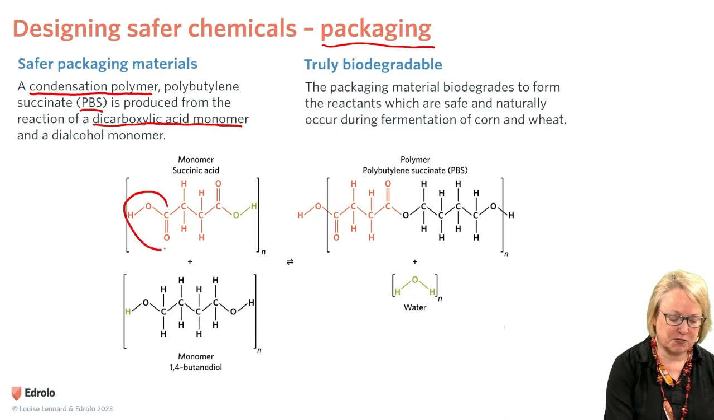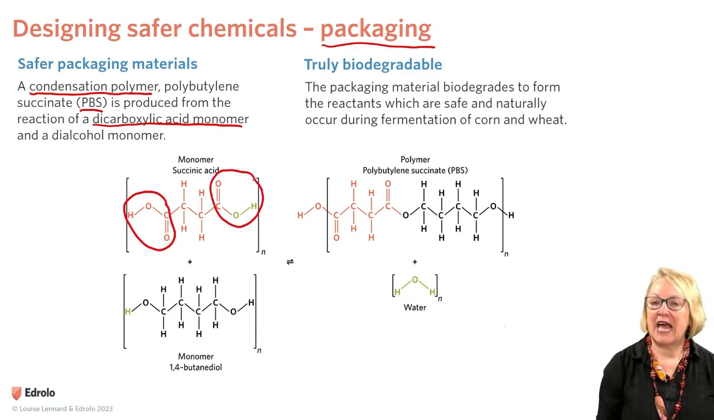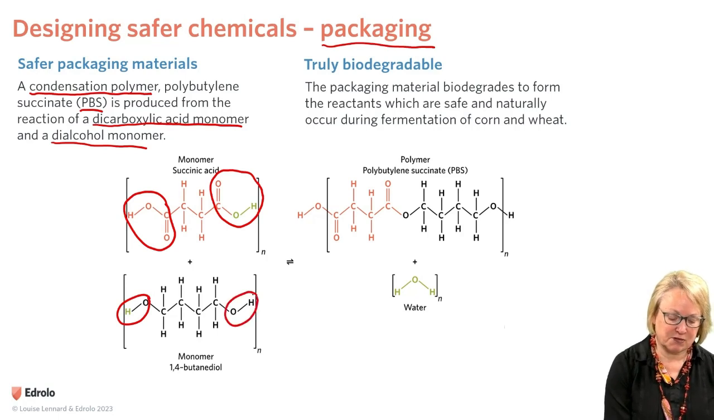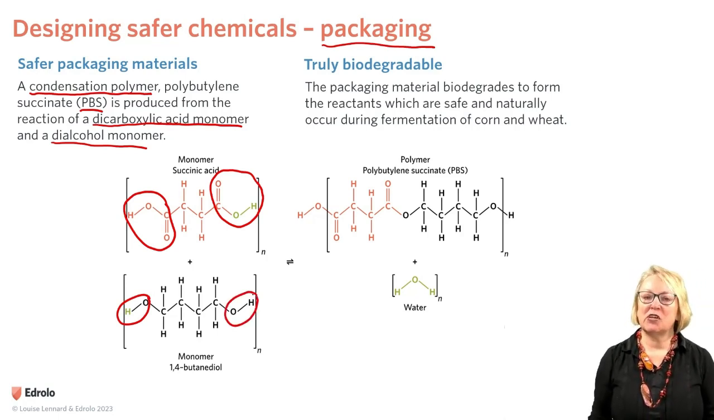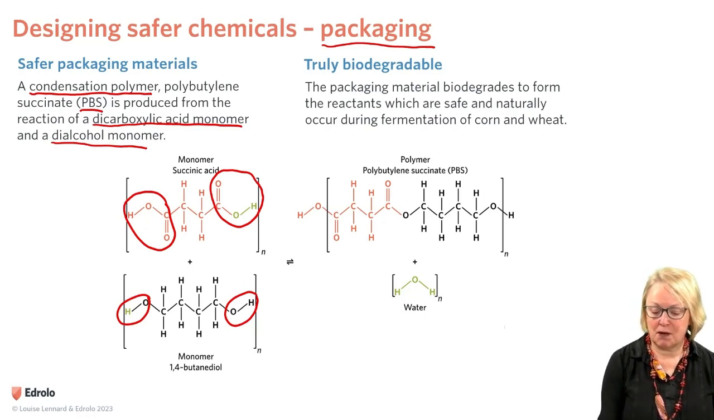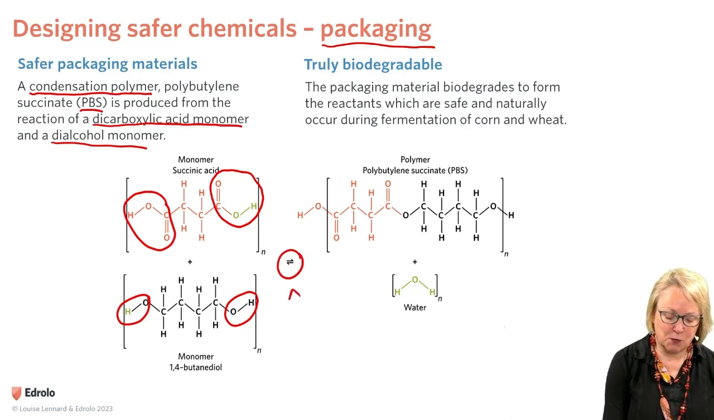So there's a carboxyl group here and another carboxyl group here, and a dialcohol monomer. And we've got a hydroxyl group here and a second hydroxyl group here. When these monomers are brought together and react, we end up with a polymer of PBS and water. And these equilibrium arrows tell us that this is a reversible reaction.